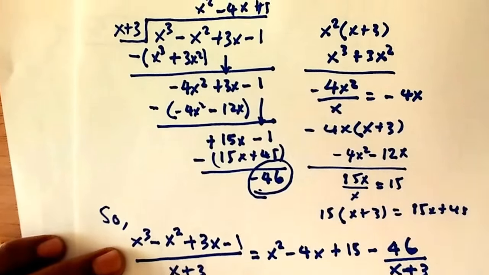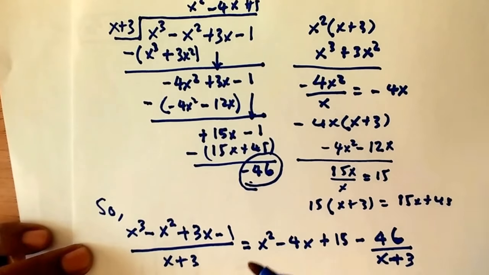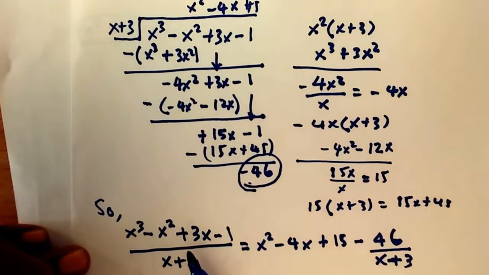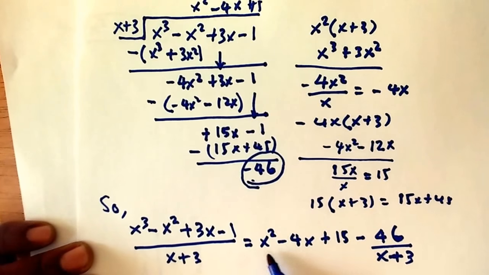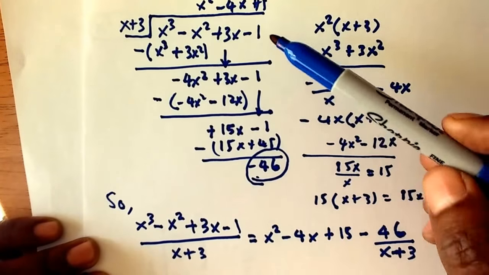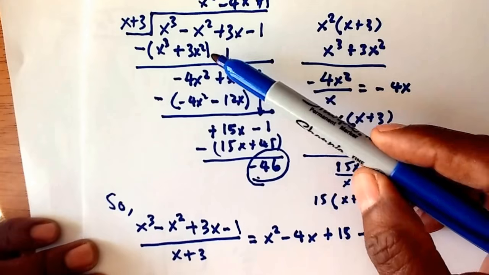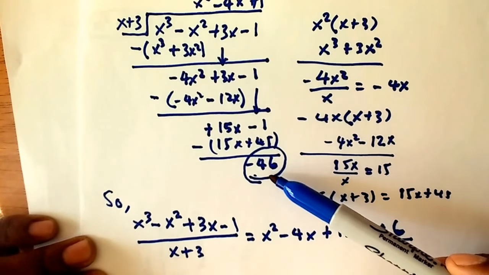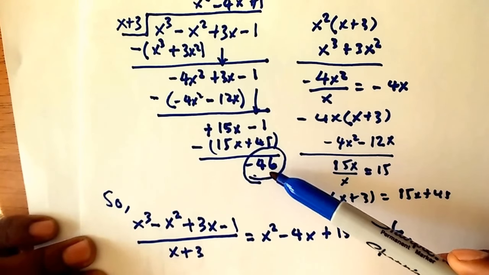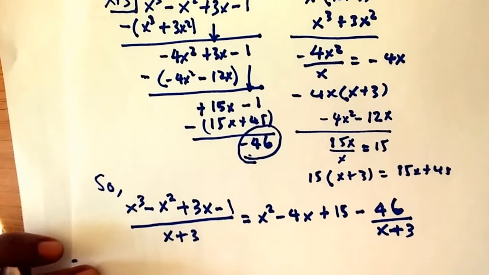Here is the division that we did the last time, from the last video. We tried to divide x cubed minus x squared plus 3x minus 1 divided by x plus 3. And this was the answer we came up with. We went through the process, which I'm not going to go over right now, all the way, and at the very end we got negative 46 as the remainder. Then we wrote our final answer like this. This is our final answer.